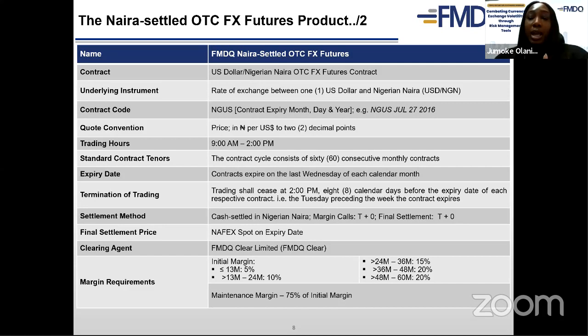Maintenance margin, meaning initial margin is required on the day the contract is purchased, and then maintenance margin is the minimum level the initial margin can go to before a top-up is required to bring you back to the initial margin requirement, and that is a 75% level of your initial margin. This is valued and tested every day by FMDQ Clear Limited. So at any point in time, the counterparties are only exposed to a one-day level of risk as against being exposed to risk of the full tenor of the OTC FX futures contract.